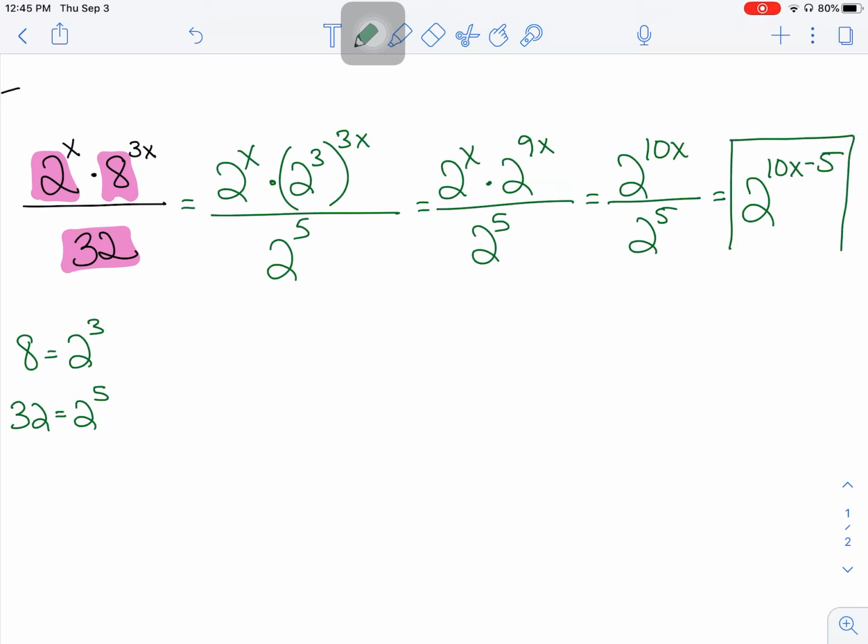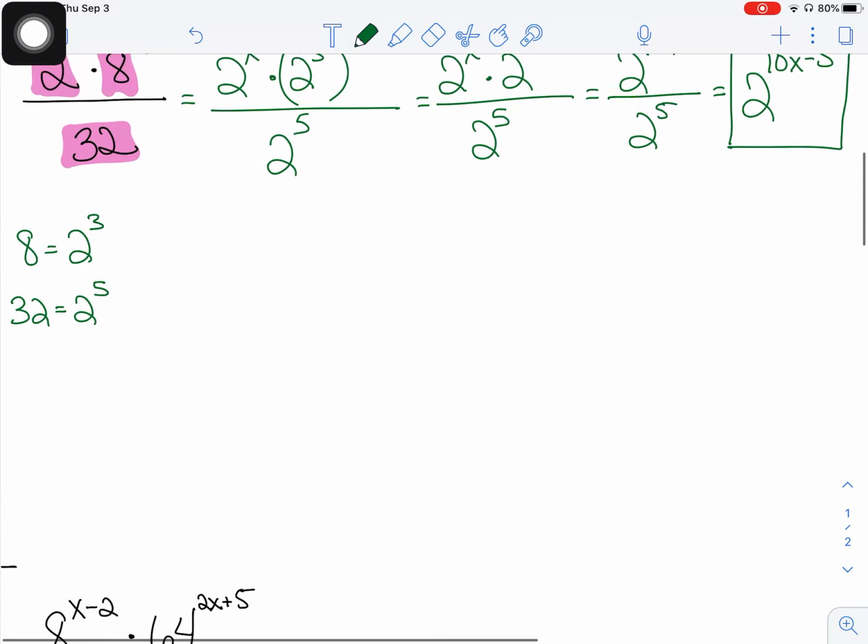And at this point, I have reduced this problem. I've simplified this problem down to just having a single base with a single exponent. So this is as simplified as I can make this without having any kind of an equation or knowing what x is equal to. All right, I've got one more example here. So let's go ahead and scroll on down.